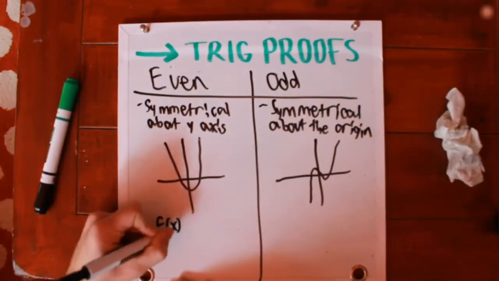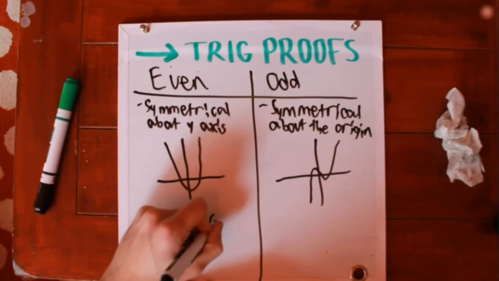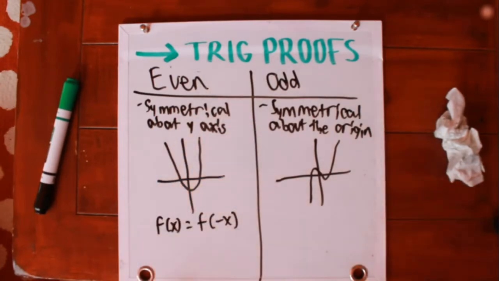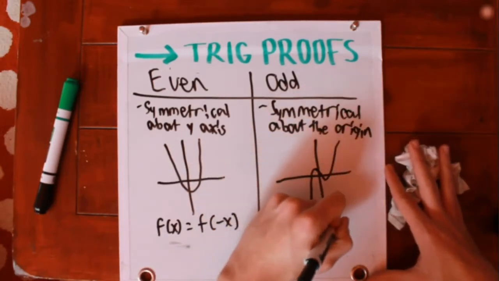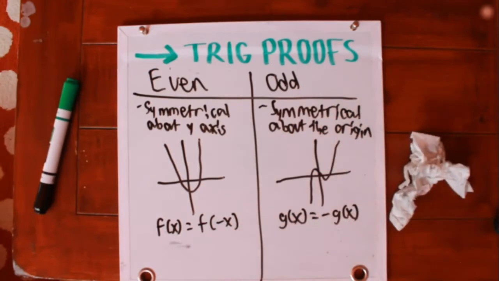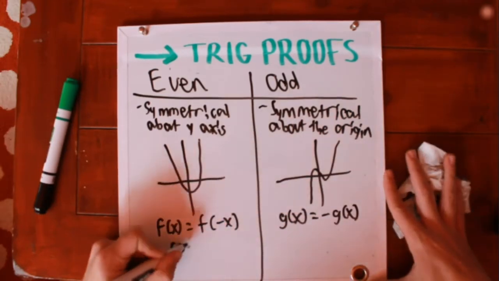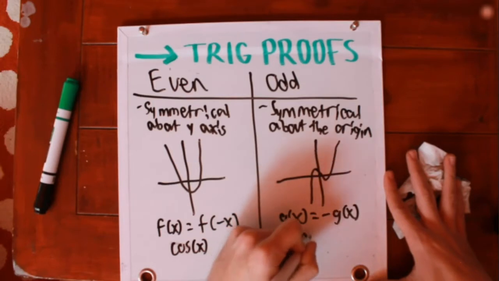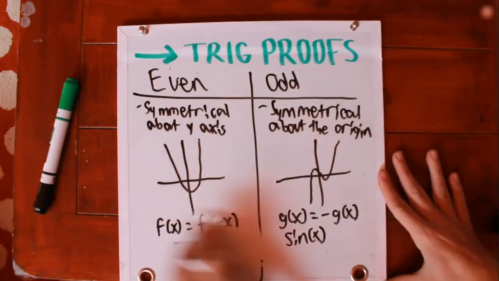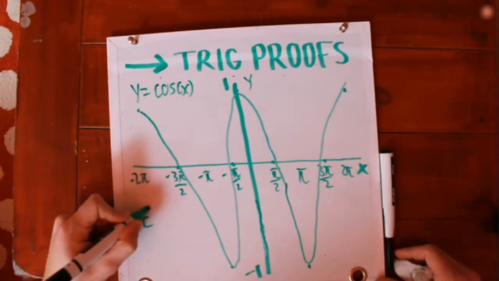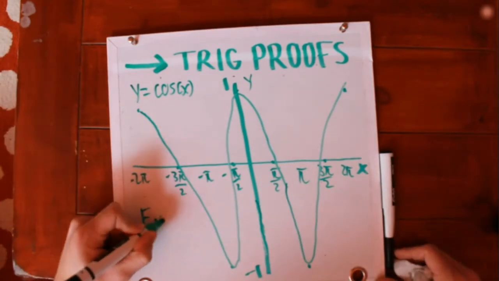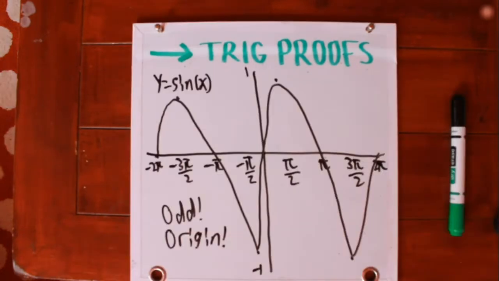So, by definition, in an even function f of x equals f of negative x. Opposite inputs, like pi and negative pi, would give the same output. In an odd function g of negative x equals negative g of x. Putting in an opposite input would basically do the same thing as making the whole function negative, flipping it about the origin. As you may be able to tell, cosine is an even function and sine is an odd function. So as you can see here, cosine is an even function because it's symmetrical about the y-axis. And as you can see here, sine is an odd function because it's symmetrical about the origin.